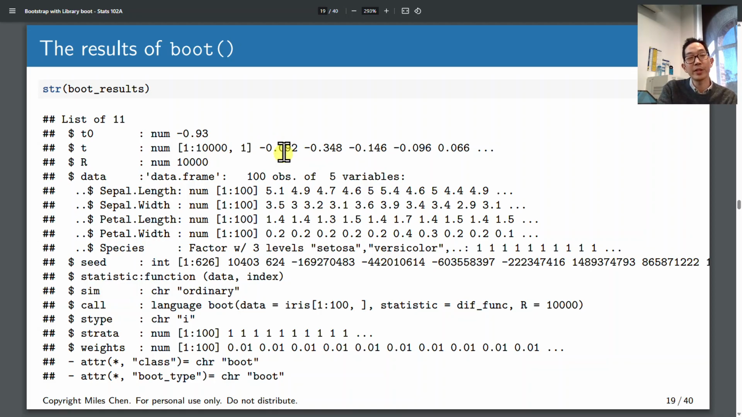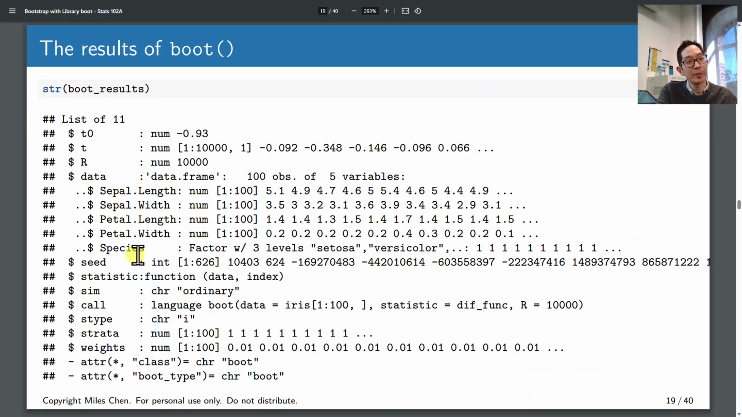And when I resampled my data and I calculated the difference between group A and group B, I got negative 0.92. And then when I did it again, I got negative 0.348. And when I did it again, I got negative 0.146. And this is just going to be the vector of all of the different values I get of my statistic for the different bootstrap replicates or bootstrap resamples. R is going to have the number of replicates, okay?